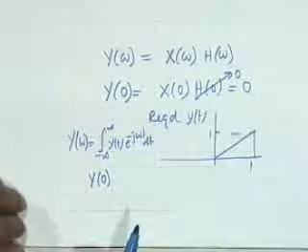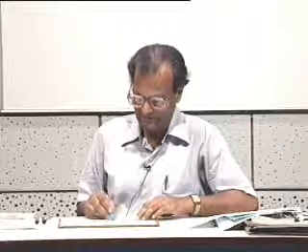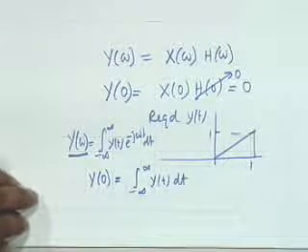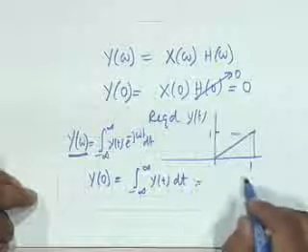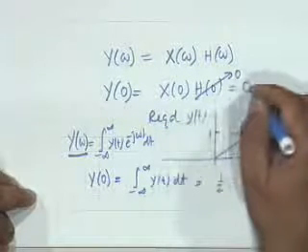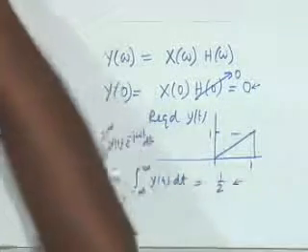Can you go back? Okay. The calculation of Y of 0 does not require the computation of Y of omega totally, because if you look at the definition, Y of 0 is simply the integral from minus infinity to infinity of y(t) dt. That is the area under the curve. What is the area? Half. Now what is the answer then? Not possible, because Y of 0 is 0 and Y of 0 here is half, and therefore it is impossible to find an input for which the output shall be of this form.